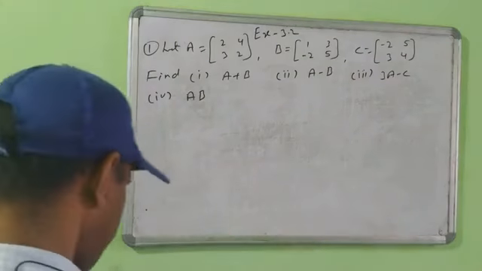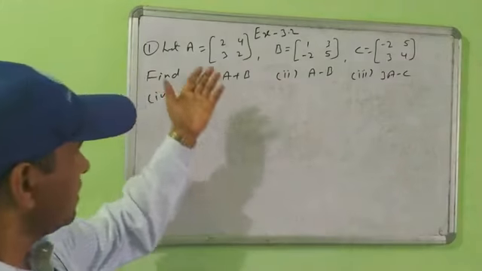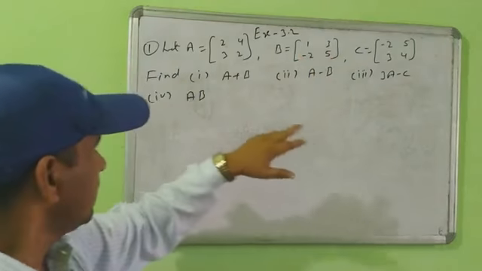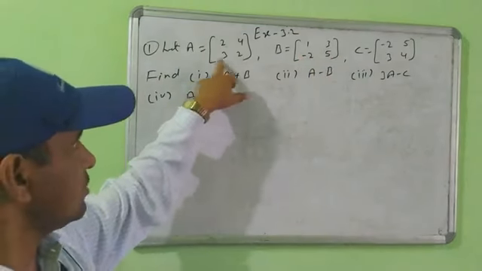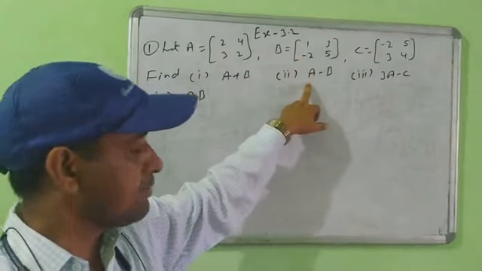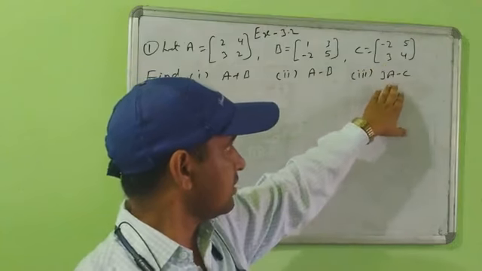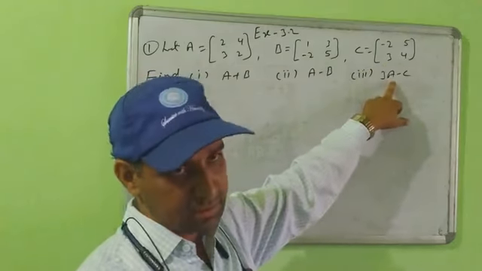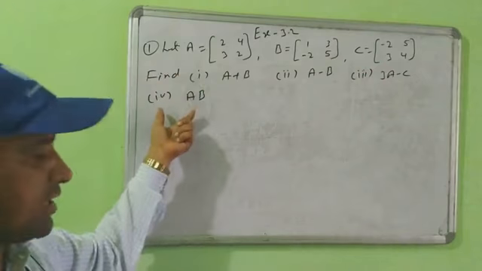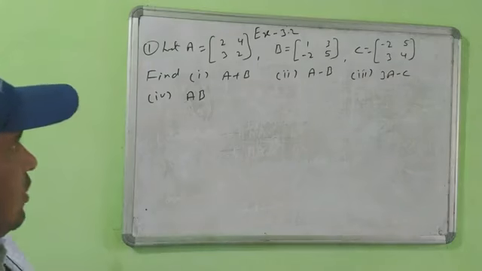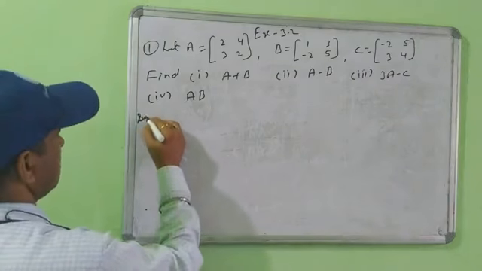Now look here, three matrices are given, matrix A, matrix B and matrix C. Then the first part is addition of the two matrices, the second part is subtraction of the two matrices, the third part is multiplication and subtraction, and the fourth part is the product of the two matrices. Now start the solution here.